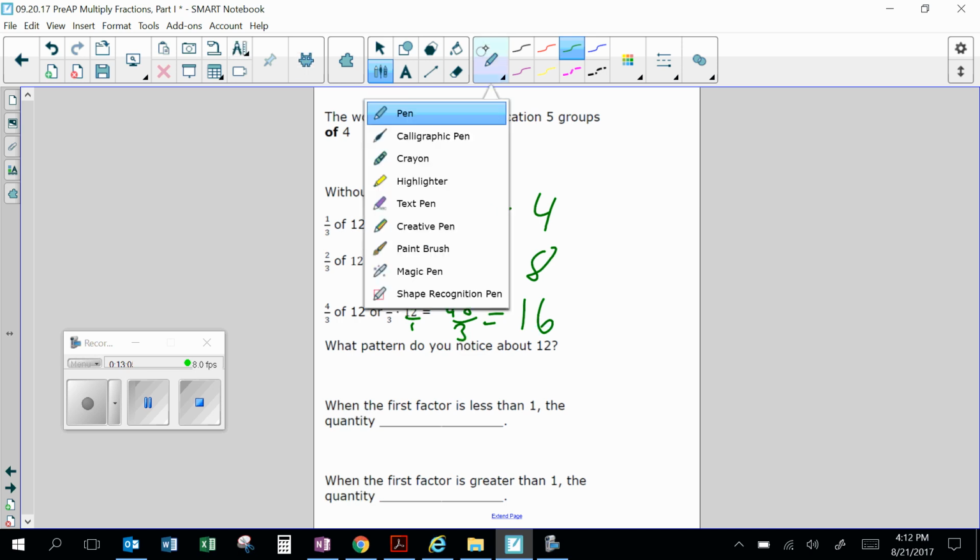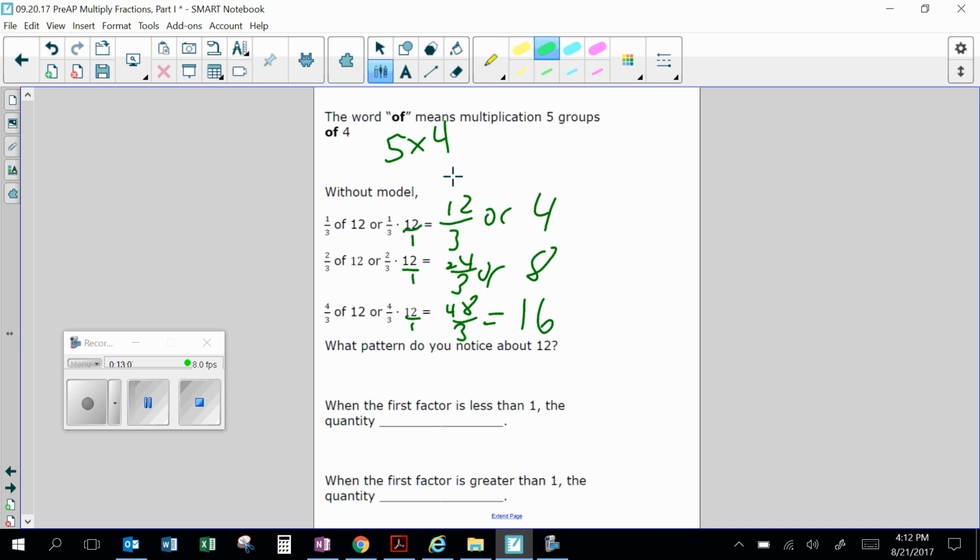What pattern do you notice about 12? When this first factor right here is less than 1, what happened to my quantity of 12? What happened to our answer? 1/3 of 12 is 4. 2/3 of 12 is 8. What happened to our quantity? When you're finding 1/3 of something or 2/3 of something, is the quantity going to increase or decrease? It actually decreases.